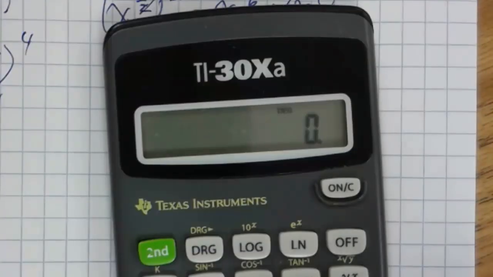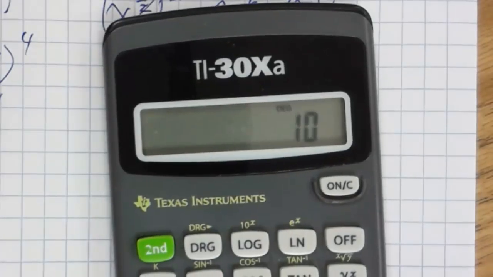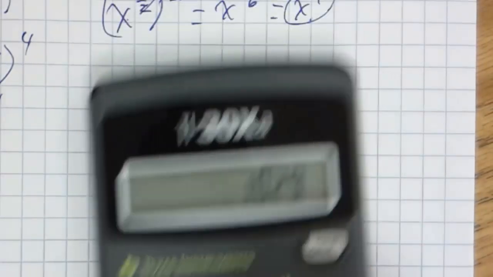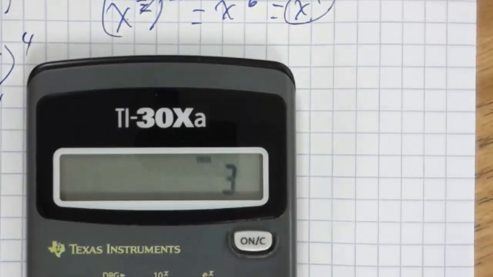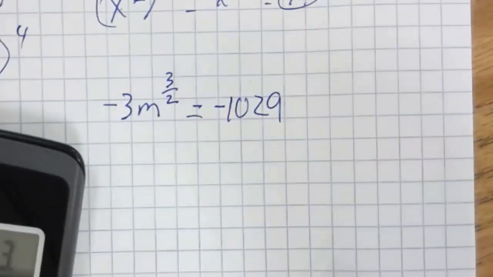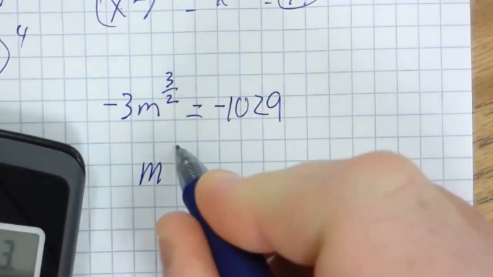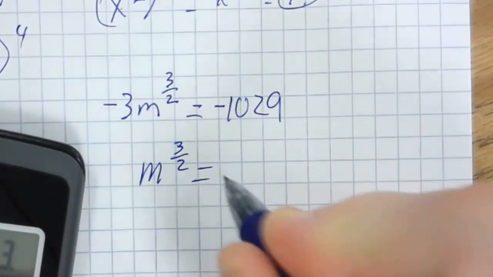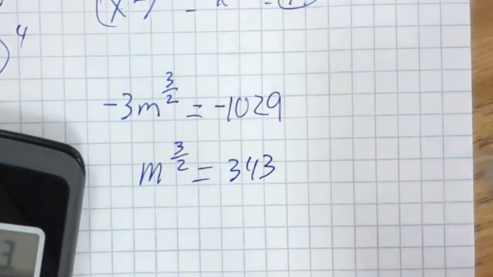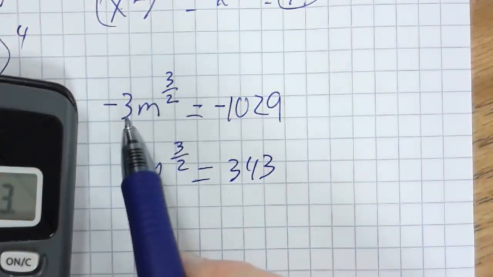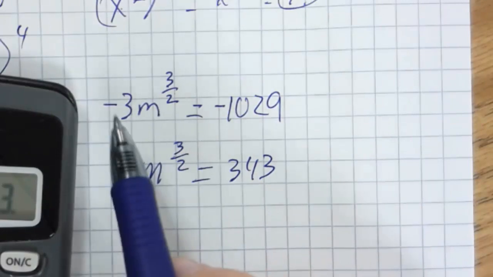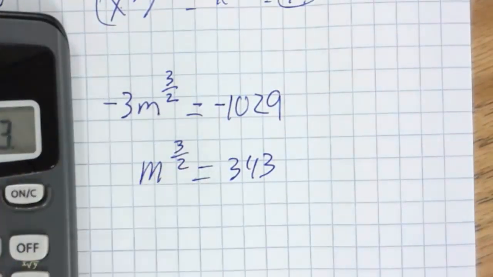So we're going to take 1029 and divide it by the 3 on this side. Divide by 3 equals 343. So we know we have m to the 3/2 power equals 343. You might be wondering, wait a minute, it's negative 1029 divided by negative 3. That's correct, but I know that a negative divided by a negative is a positive, so I just ignore that when I do my calculations so I don't make any mistakes.